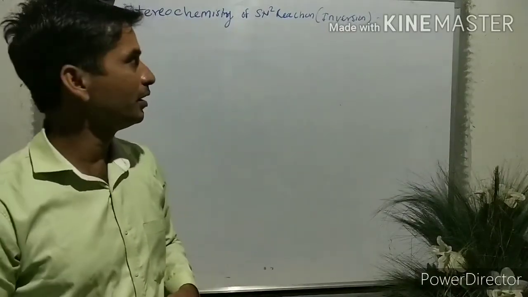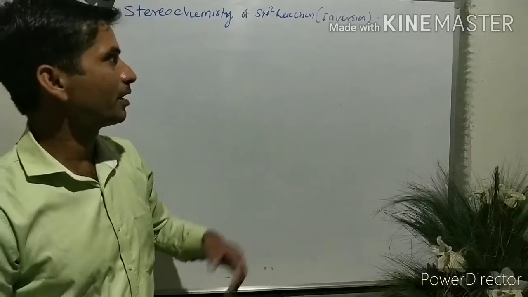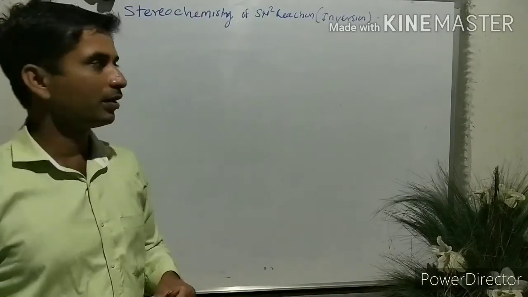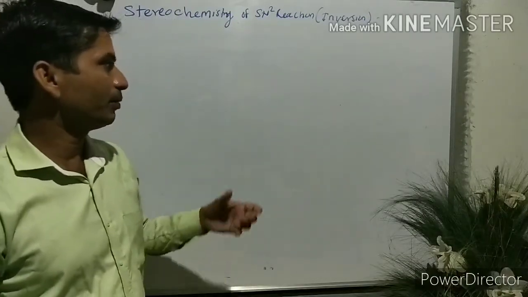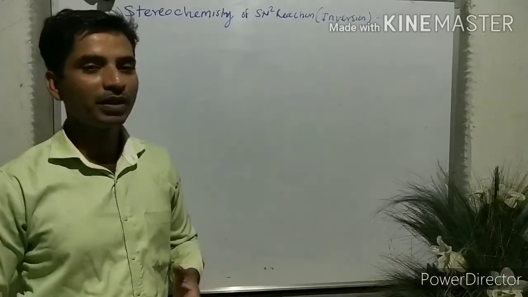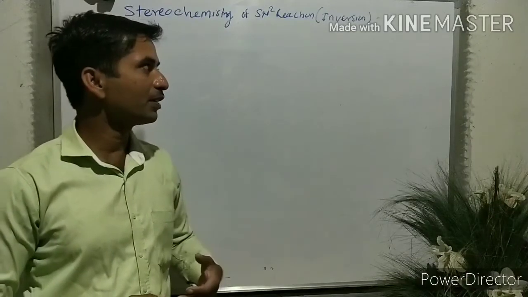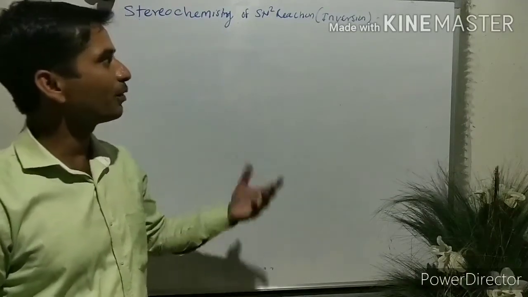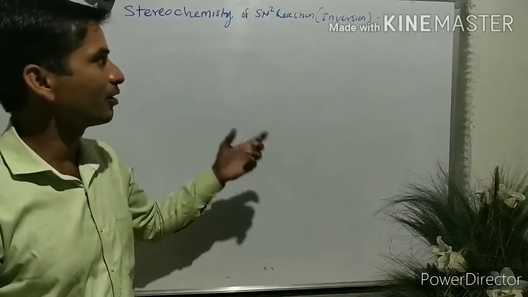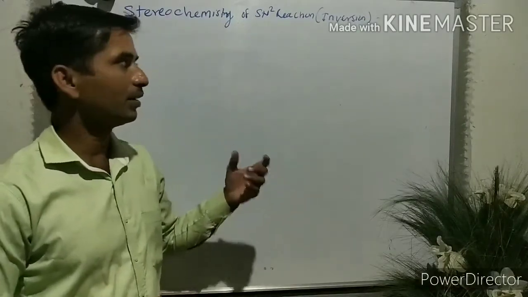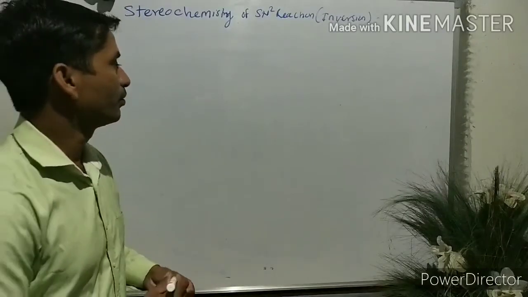So what is inversion? Inversion means if we take a chiral center in the reactant with an R configuration, and after the reaction is complete the product obtained has an S configuration, then there is a change in configuration. That is called inversion. So, inversion in the reaction.